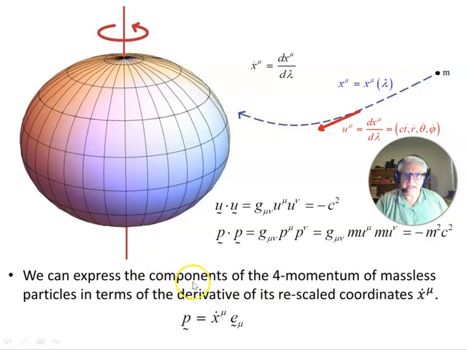Magnitude squared of the four-momentum is minus m squared c squared. All right. Now, in the case of the components of the four-momentum of massless particles, what we can do is rescale these coordinates to give us the value of each component of the four-momentum of a particle. For a photon, something might use wavelength or something like that. And so we rescale the coordinates. So the four-momentum for a massless particle, photon, graviton, maybe some neutrinos, would be x dot mu e mu, basis vectors e mu. All of that is just the components given in terms of the derivative of the rescaled coordinates x dot mu. Okay, so the point of this video is to find r dot and theta dot. All right, let's move on.